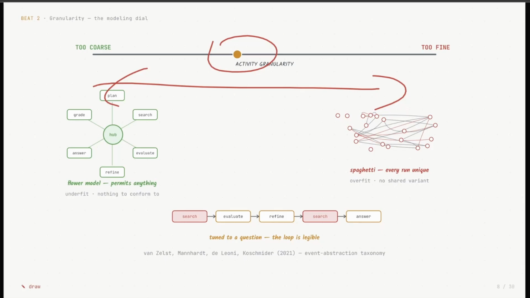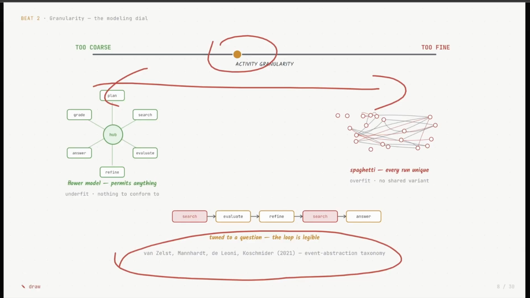So this isn't really hand-waving or trying to avoid the question. This is the core finding of the event abstraction survey in this paper. And the idea here is that getting data to the right granularity is vital for process mining, for any process mining work.